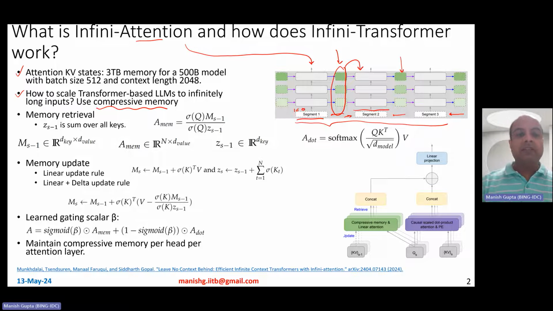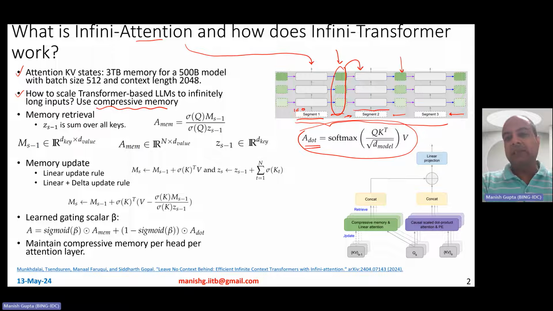Okay. So what we need to understand is what is stored in this memory and how this memory is retrieved and used for the next segment computations. Of course, within each segment, this is what is done. You compute the attention values as usual by doing QK transpose, normalized by the square root of d model, the dimension size, right? And then take softmax multiplied by V. So this is the typical dot product attention.